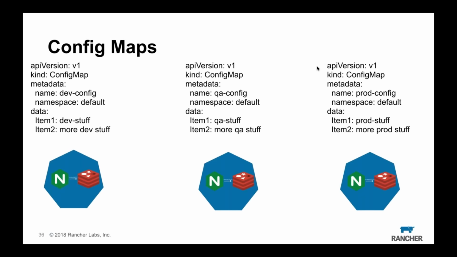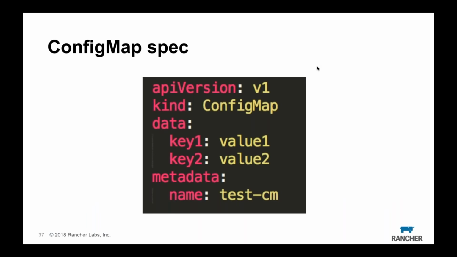So this is an example where, let's say we have 3 different environments. One is for dev, one for QA, and one for production. And you can see I'm creating 3 different config maps for each. So I can just put data specific to each environment in each of these config maps. And this is an example spec of a config map, where again, you would specify the API version and kind as config map. And I have given the name testcm to it, and the data is provided in the form of key value pairs.